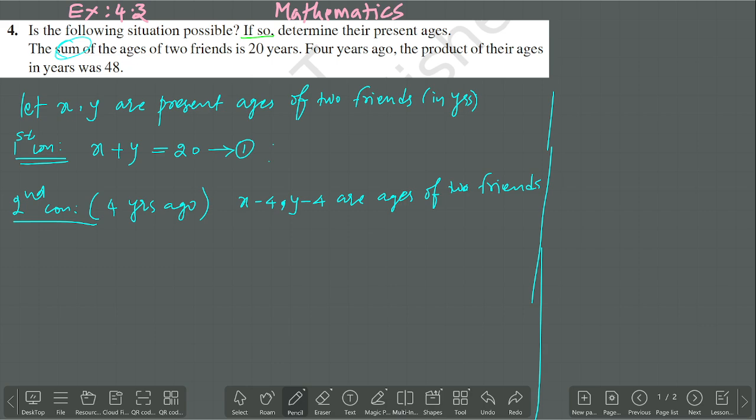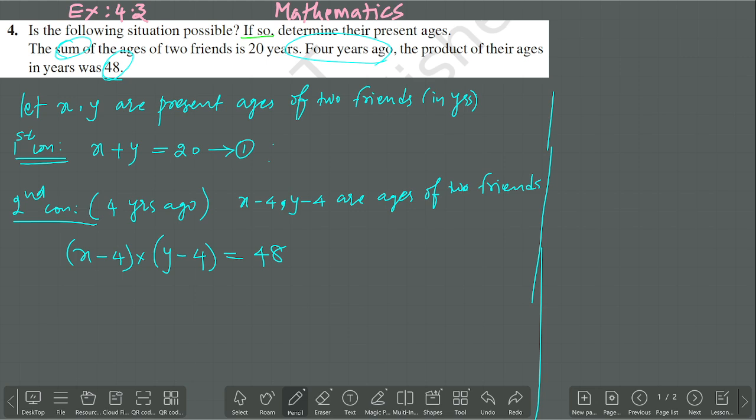Now, what is the thing they are telling? Four years ago, I have written x minus 4 as one friend's age, y minus 4 as the other friend's age. The product of their ages in years was 48. When you multiply them together, what I am getting is 48, they are telling. That is the second condition.